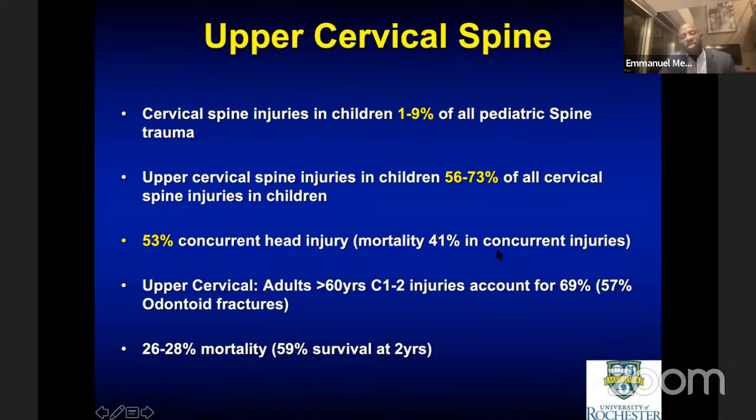So cervical spine injuries in children account for 1 to 9% of all pediatric spine trauma, and upper cervical spine injuries in children account for 56 to 73% of all cervical injuries in children. 56% of them have concurrent head injury, with mortality rate reported up to 41% when concurrent injury is associated with a cervical fracture. In the upper cervical spine, in adults over the age of 60, C1-2 injuries account for 69%, with odontoid fractures accounting for 57% of all upper cervical fractures. Mortality rate reported between 26 and 28%.